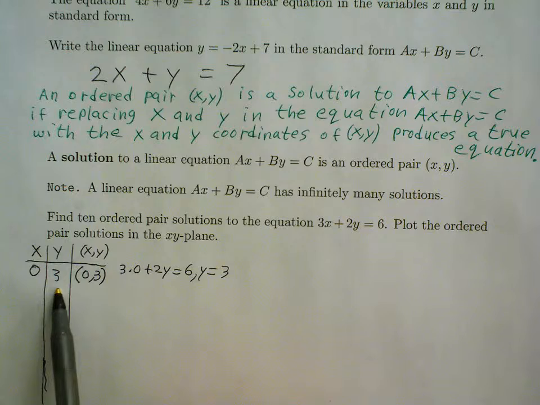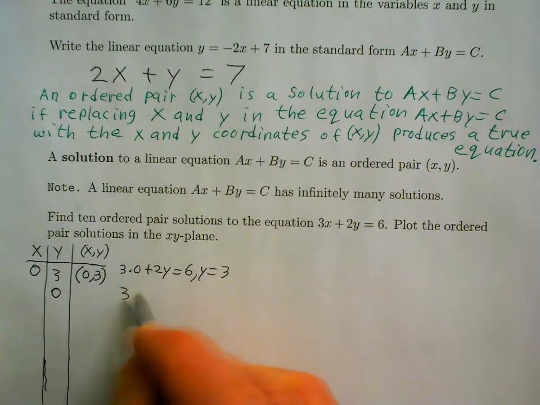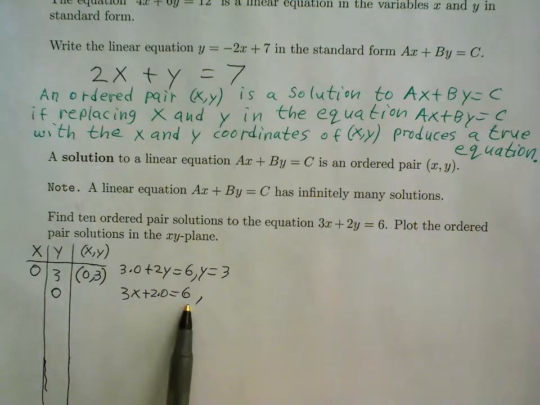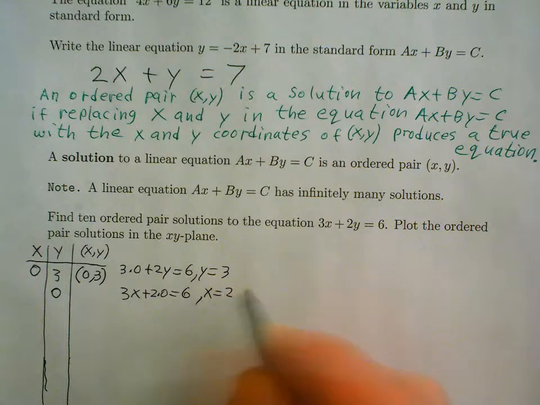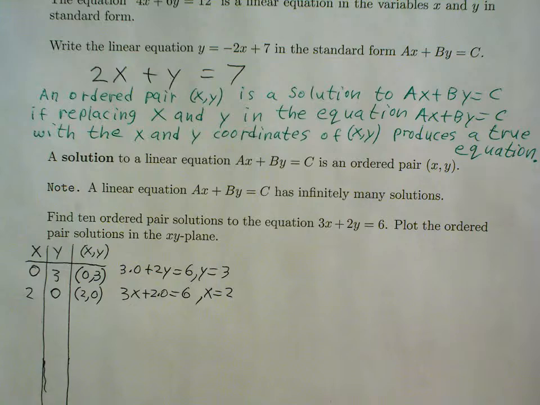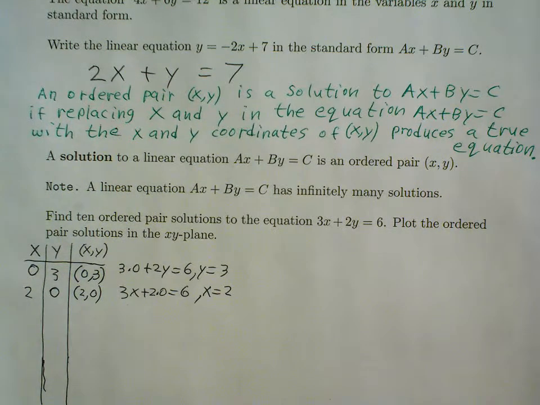Well, I can also pick y to be any number I want. If I pick y to be 0, then I get 3 times x plus 2 times 0 equals 6, or 3x equals 6. And then when we solve this equation for x, we get x equals 2. So we have the ordered pair (2, 0) that is a solution to that equation. Okay, those are the 2 easiest points to find. Well, in my opinion, they're the easiest ones.